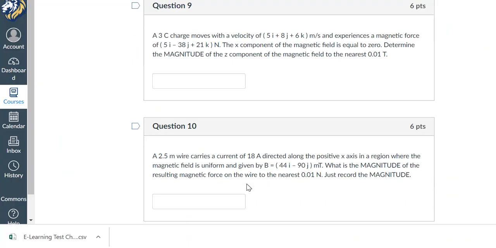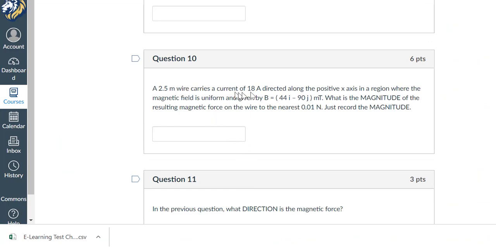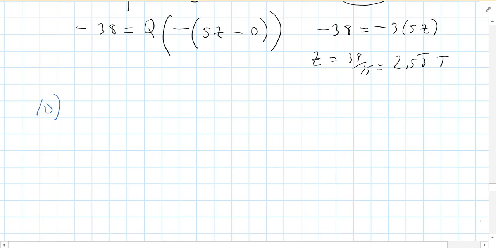So number 10. They give you a length of wire with a current, and they give you a magnetic field that has 2 components, an I and a J. Now, they do say the current is in the I direction, the X direction. Remember, and I think this is probably what most people missed here. So we're going to use force equals I L cross B.